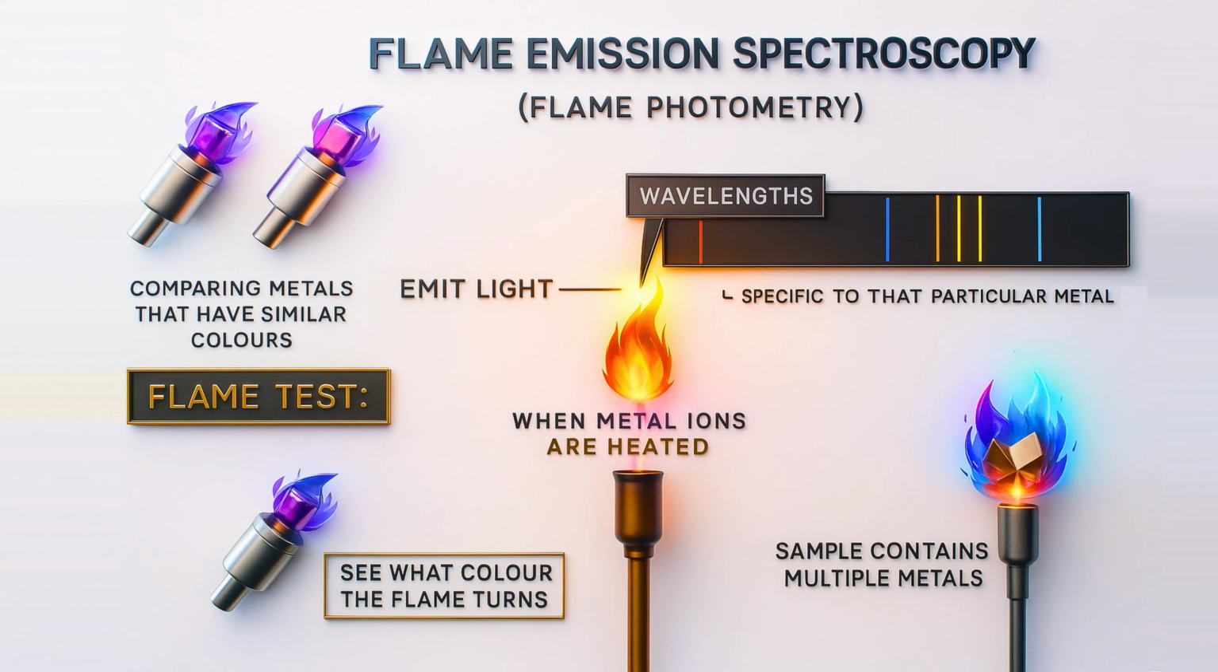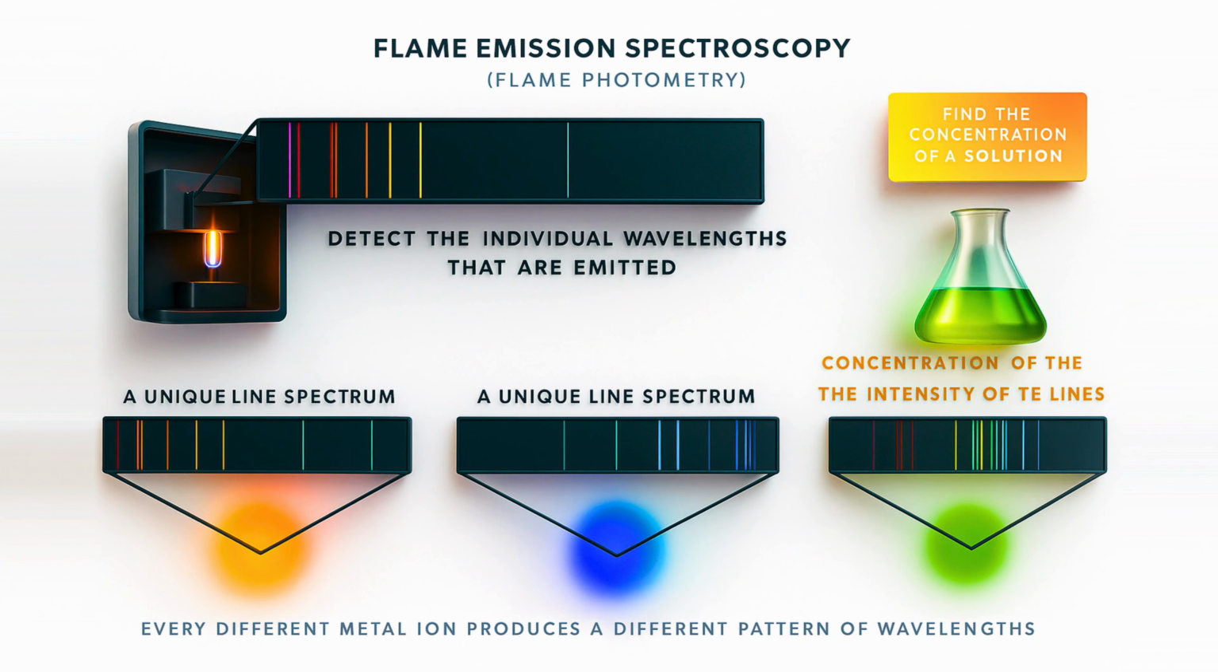Flame emission spectroscopy solves these issues by using a scientific device called a spectroscope. The spectroscope is capable of detecting the specific wavelengths of light emitted by the ions rather than just the overall flame color. Every different metal ion produces its own unique pattern of emitted wavelengths, and this is shown as a unique line spectrum. This line spectrum serves as a fingerprint for that particular ion, making it possible to accurately identify what metal ions are present in a sample.